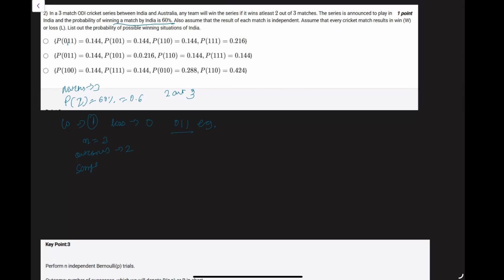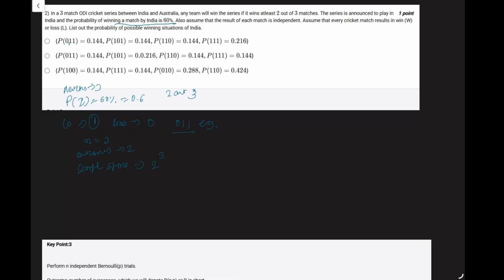So let's see all possible win-loss sequences. We know they are playing three matches. What's the possible outcome of each? Outcome in Bernoulli, as we have seen, is two. So what is the sample space? How many possible outcomes are there if there are three matches? 2 to the power of 3, which is 8 possible ways the results can turn out.